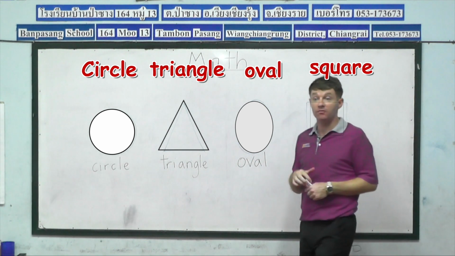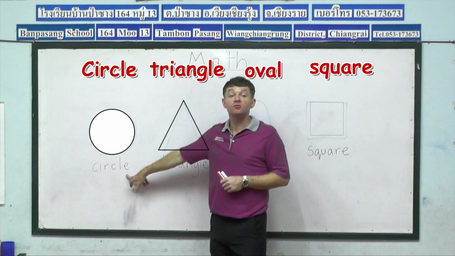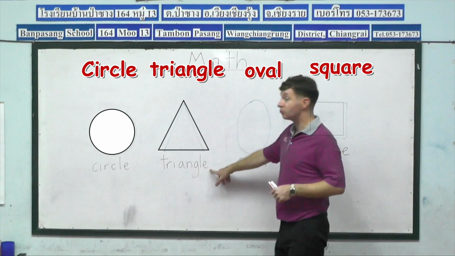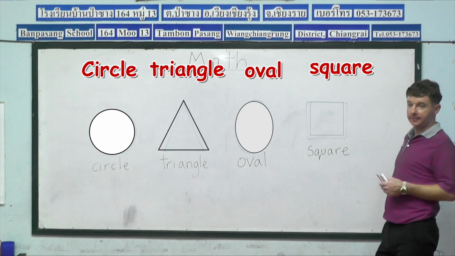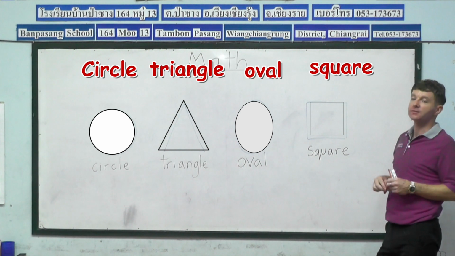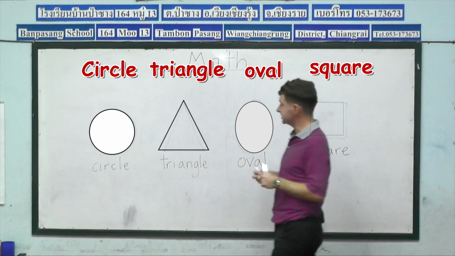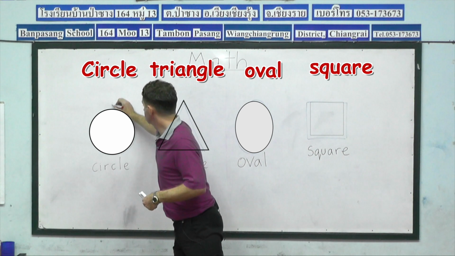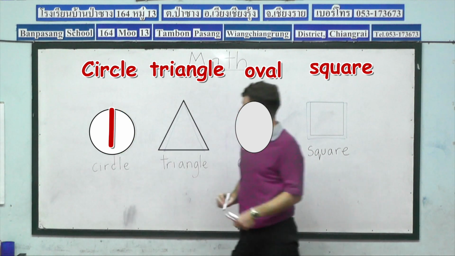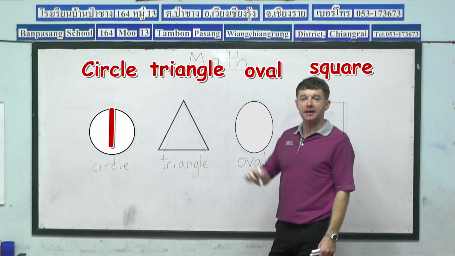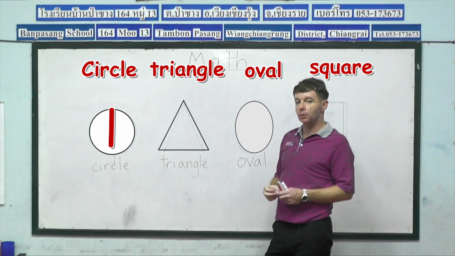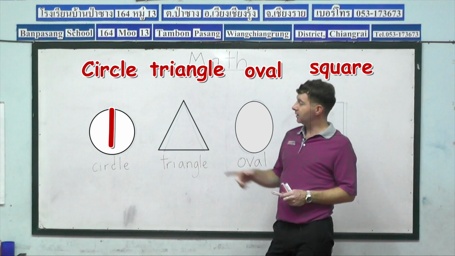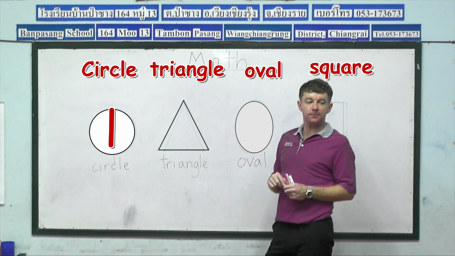I think that's enough. We've got circle, triangle, oval, square. Now, how about if I do something like this? I draw a line down the middle of the circle. What do you notice? How many parts to the circle now?